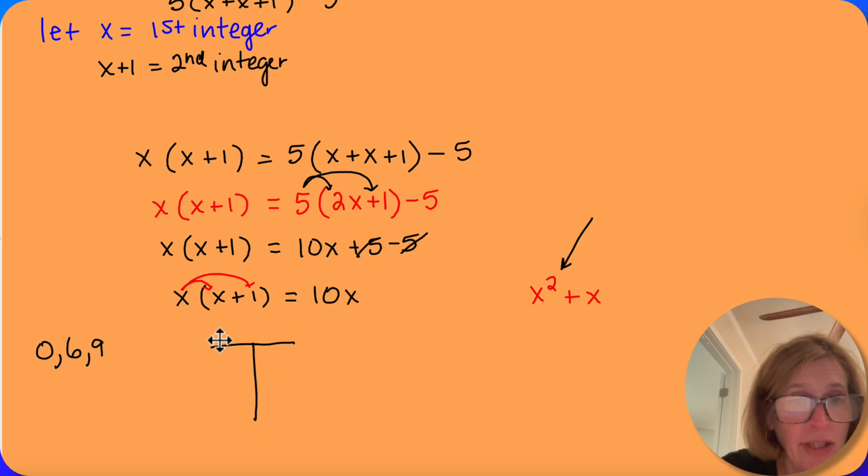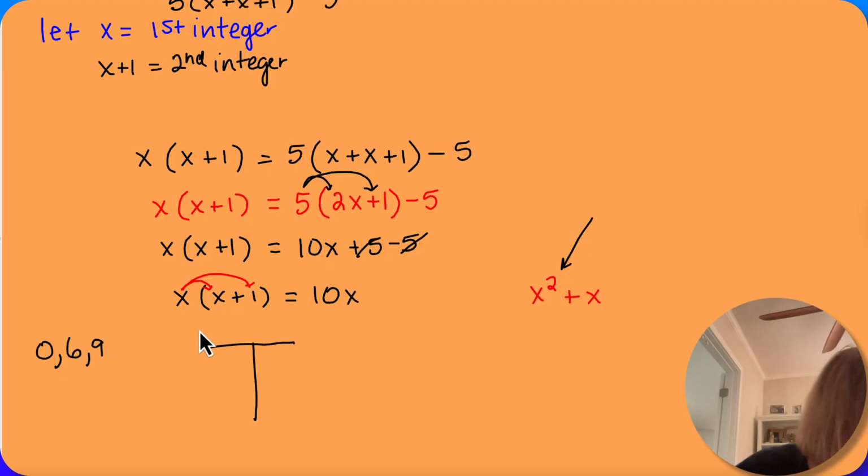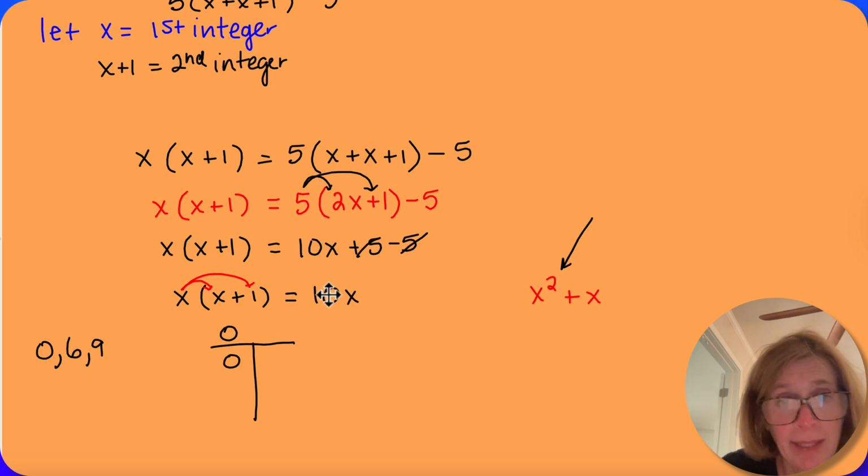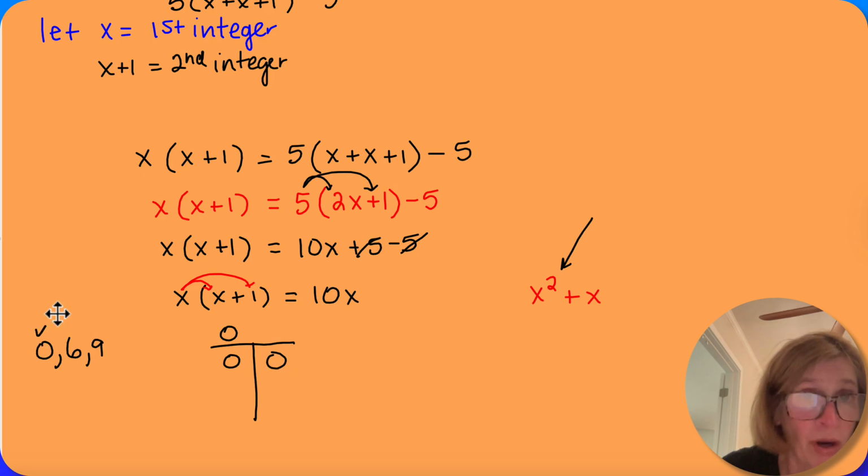left and right. So we're going to let x be 6, okay? Or 0. If x is 0, then 0 times 1 is 0, and 10 times 0 is 0. So 0 works as a first integer. So it would be 0 and 1. Right now I'm going to try 6.